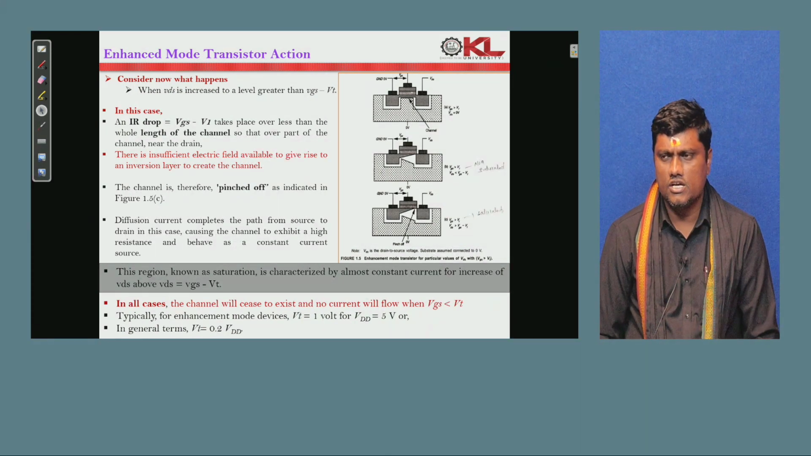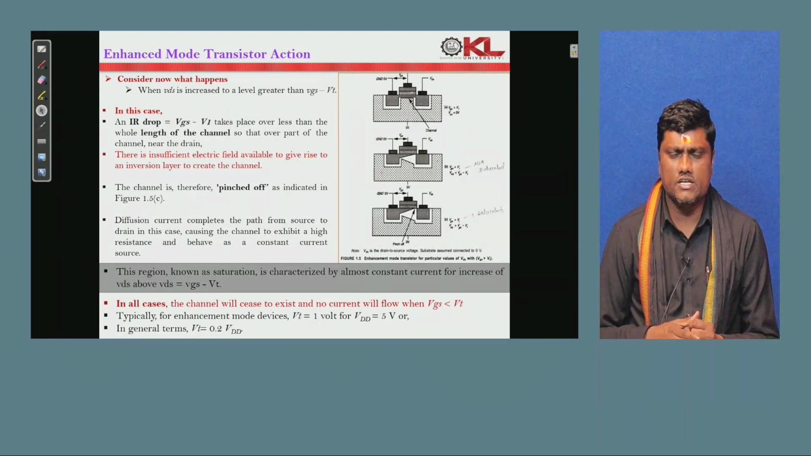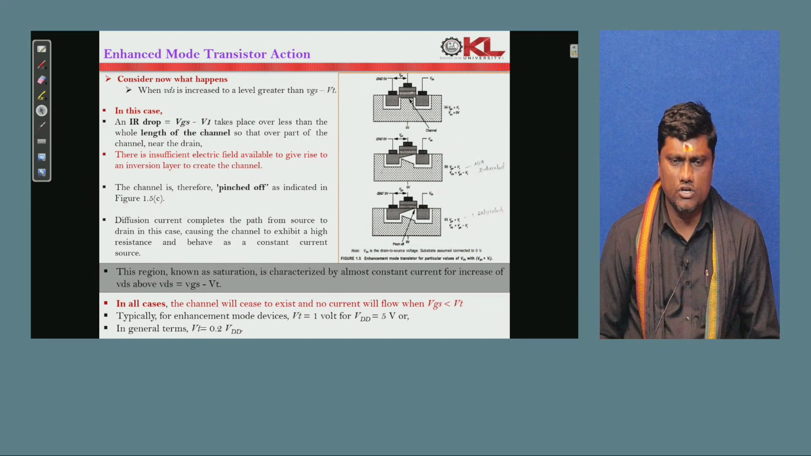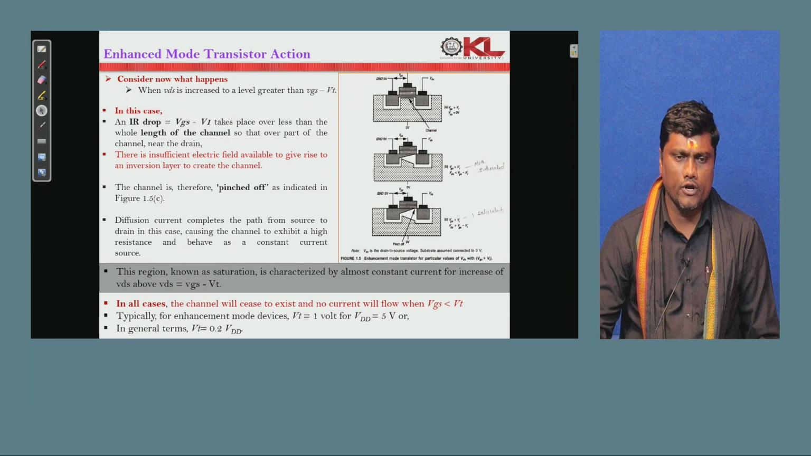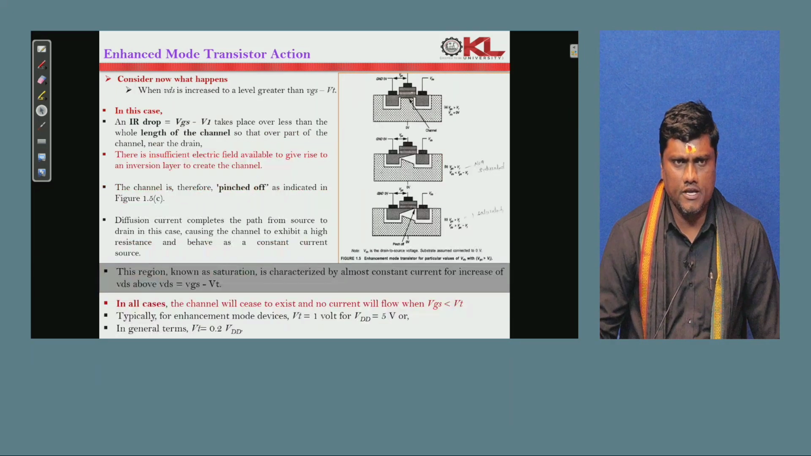This region is known as the saturation region, where almost constant current is maintained while increasing VDS above VGS minus VT. So this is the third state, the saturation state. The first state is the non-conducting state, the second one is the non-saturation state, and the third one is the saturation state. Typically, enhancement mode devices have a threshold voltage of 1 volt with VDD of 5 volts, and in general terms the threshold voltage is 0.2 times VDD. In this way the enhancement mode devices operate.